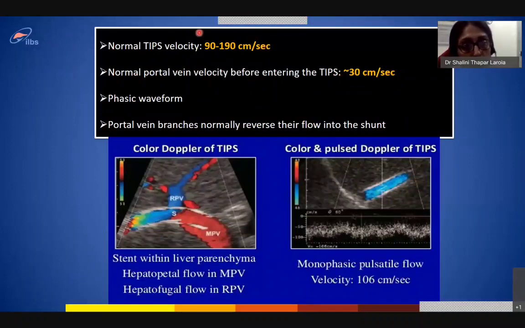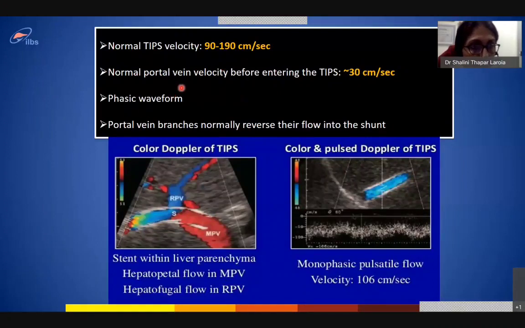Within the lumen of the stent, it will be this much. Do not think that these high volumes or velocities mean the stent is not working or that something is wrong with the flow dynamics. This is how the dynamics are, because there is a change of pressure between the systemic and the portal circulation.